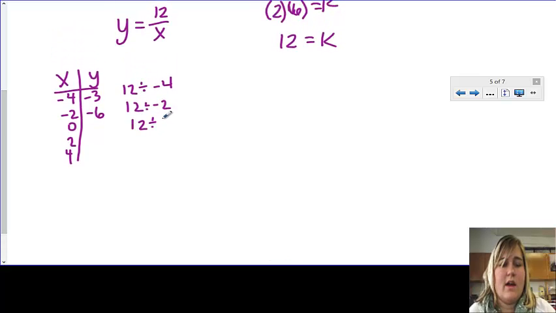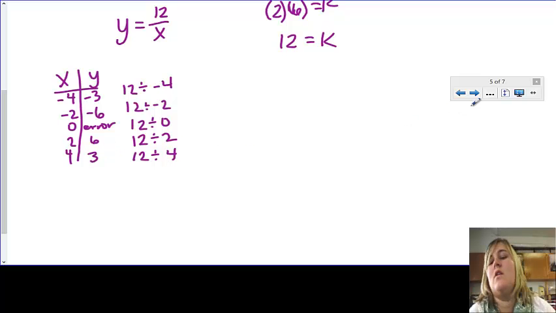12 divided by -2 gives me -6. 12 divided by 0, I can't do it. Okay, I'm going to get an error here, because I can never divide by 0. I don't know how to do that. So then I have 12 divided by 2, which is going to give me a positive 6, and 12 divided by 4, which is going to give me a positive 3.